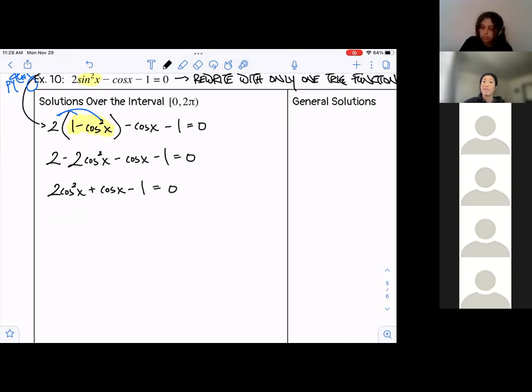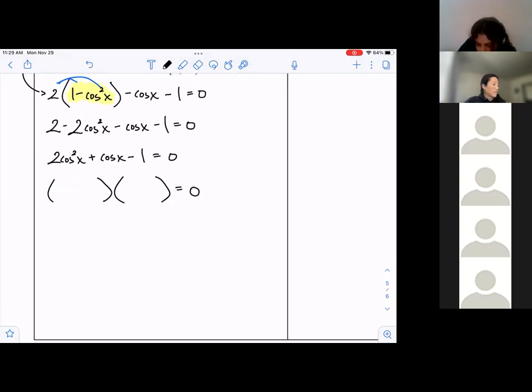All right, now we factor, right? We've got everything on one side, we have a quadratic, we factor. So I'll give you a moment to factor that. And when you think you have that factored, you can go ahead and type that into the chat, or you can share that out loud.